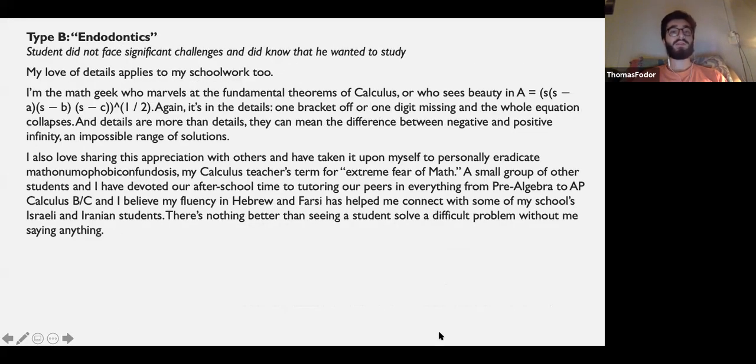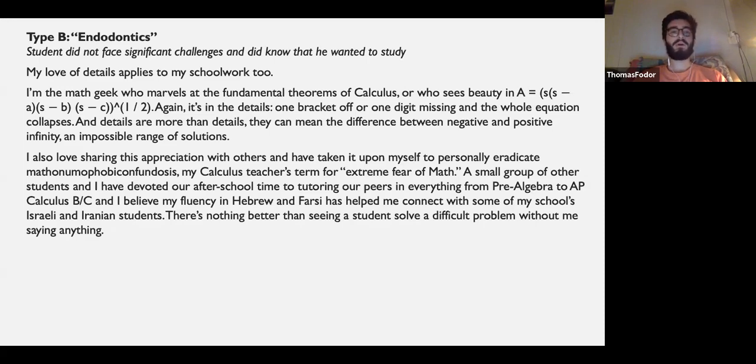My love of details applies to my schoolwork too. I'm the math geek who marvels at the fundamental theorems of calculus, or who sees beauty in this equation. Again, it's in the details. One bracket off or one digit missing and the whole equation collapses. The details are more than details. They can make the difference between negative and positive infinity, and in possible range of solutions. I also love sharing this appreciation with others, and have taken it upon myself to personally eradicate mathonomophobia confundosis, my calculus teacher's term for extreme fear of math.